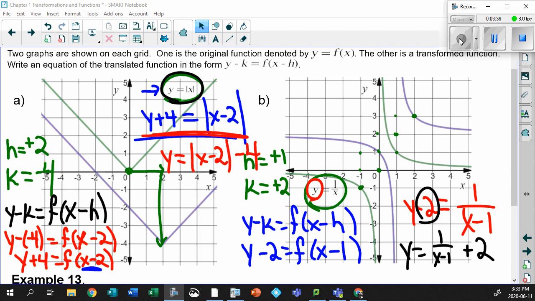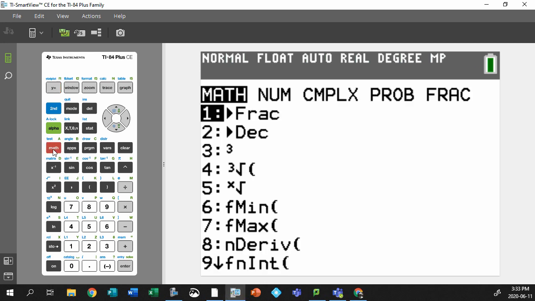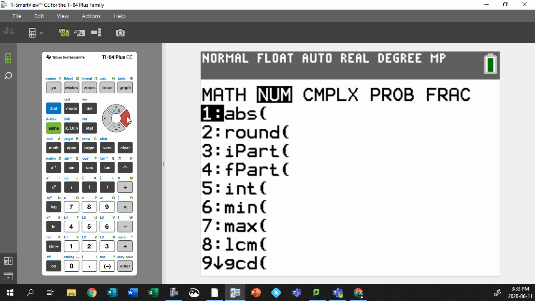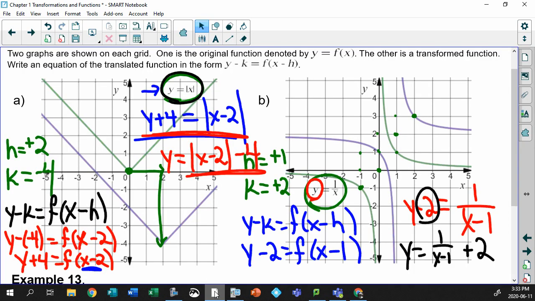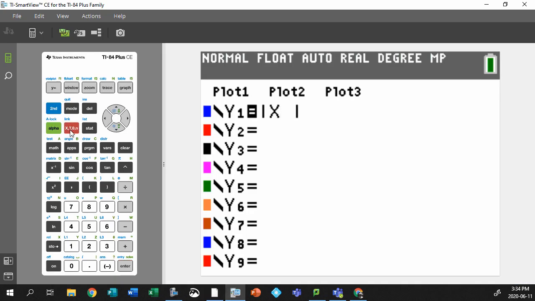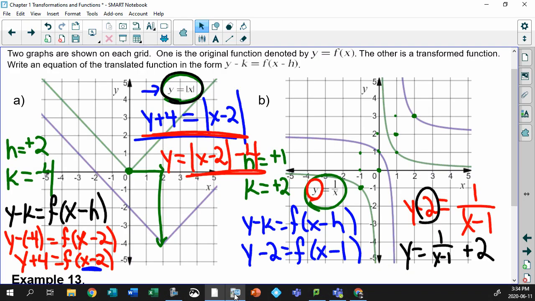Watch this. Let's put that first one in: absolute value of x minus 2 minus 4. Okay, so back into the calculator we go. Absolute value is under math. We have to go to num. There's absolute value. And what was it? Let's look again. X minus 2 minus 4. Okay, here we go. Ready? X minus 2 out here, minus 4. And let's graph it. Let's see what it looks like. Boom. Which is exactly what we had right there.